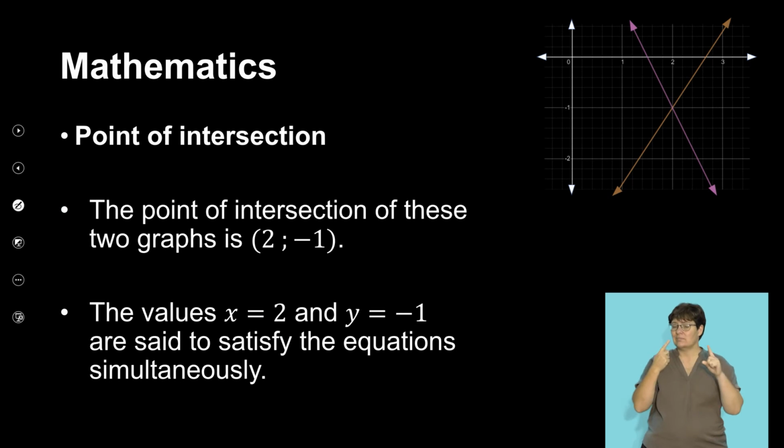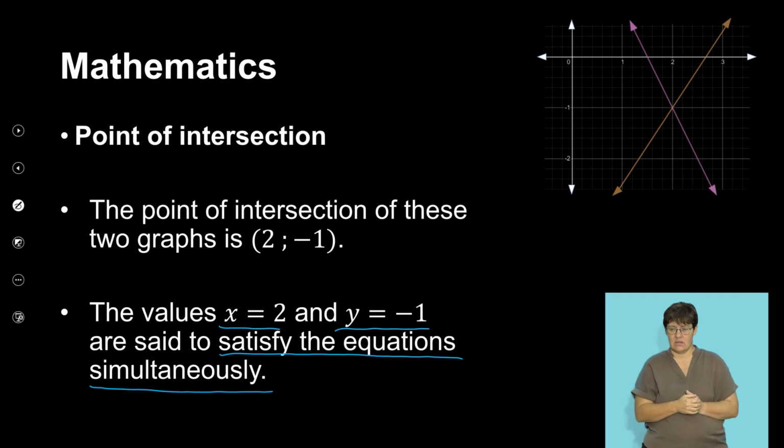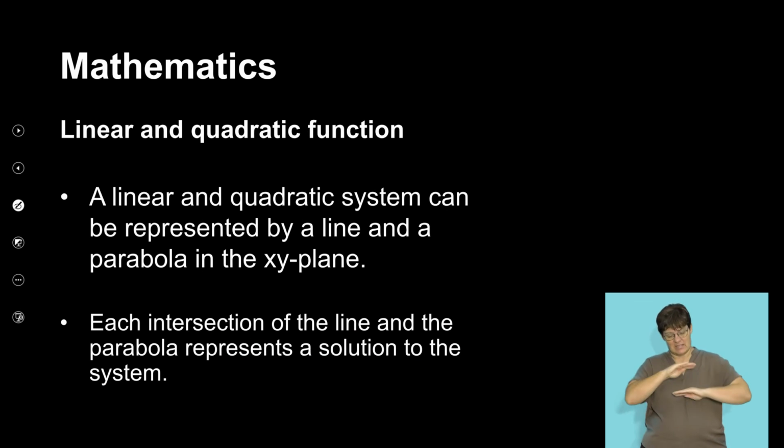Now, the point of intersection of these two graphs, it being at 2 and minus 1, means that x equals 2 and y equals minus 1 are said to satisfy the equations simultaneously, right? So if I plug them simultaneously into the equations, it will always be true. That's what satisfy the equation really means. So in simple terms, if I said to you, find the point of intersection of these two graphs, you will solve them simultaneously and you will get the values that satisfy them in that particular way.